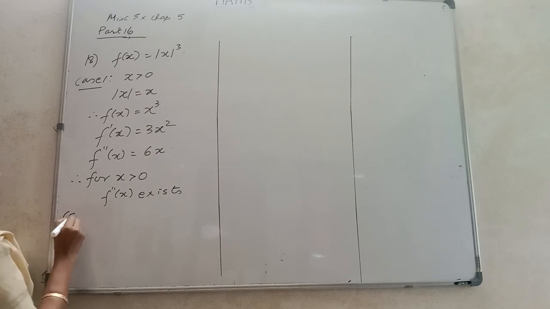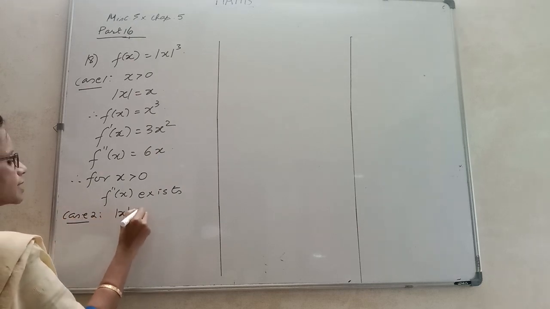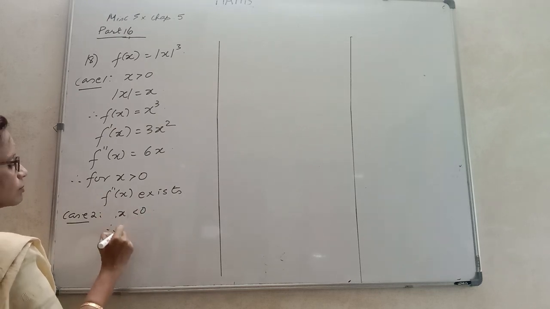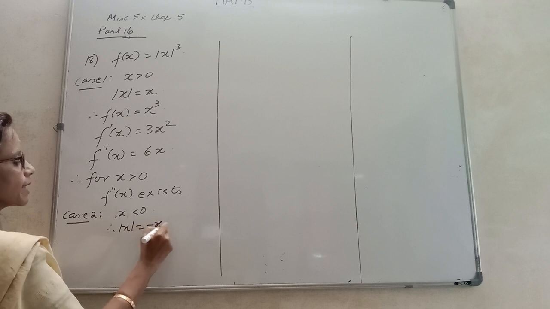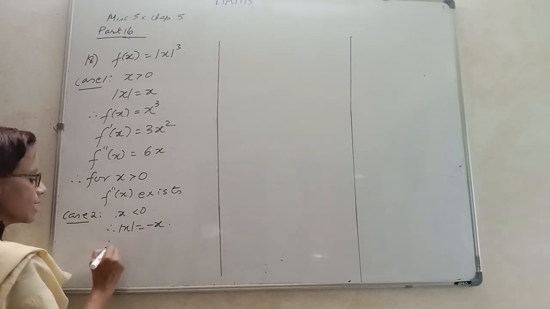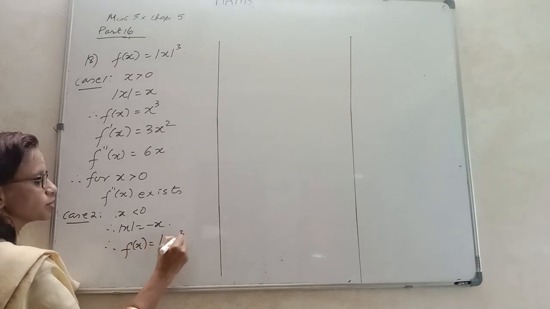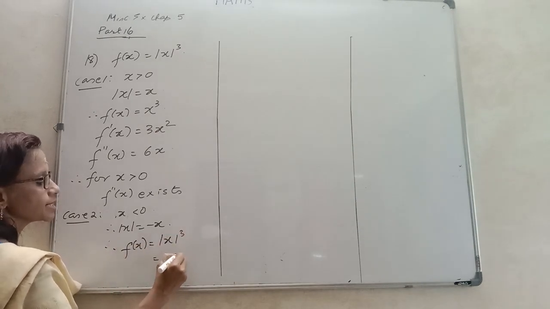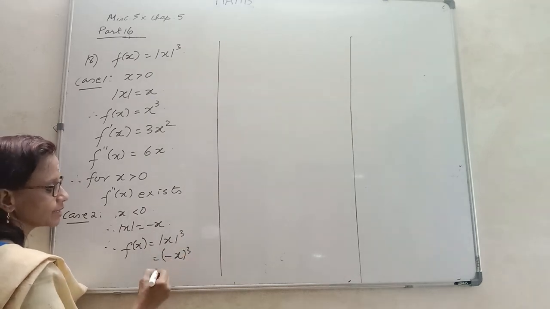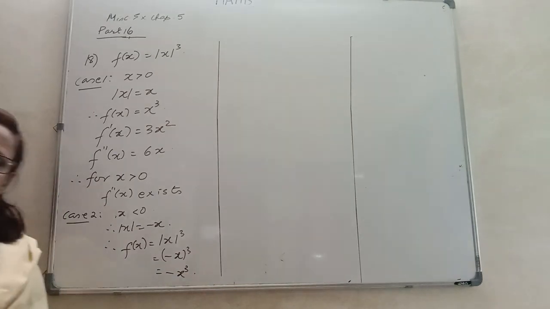So also we can take case 2. In case 2, x is less than 0. If x is less than 0, we all know that modulus of x is minus x by the definition of modulus. Then in that case, our f of x becomes, because it is modulus of x cube, minus x and then the whole cube. So it is anyhow minus x cube. So you've got f of x as minus x cube.